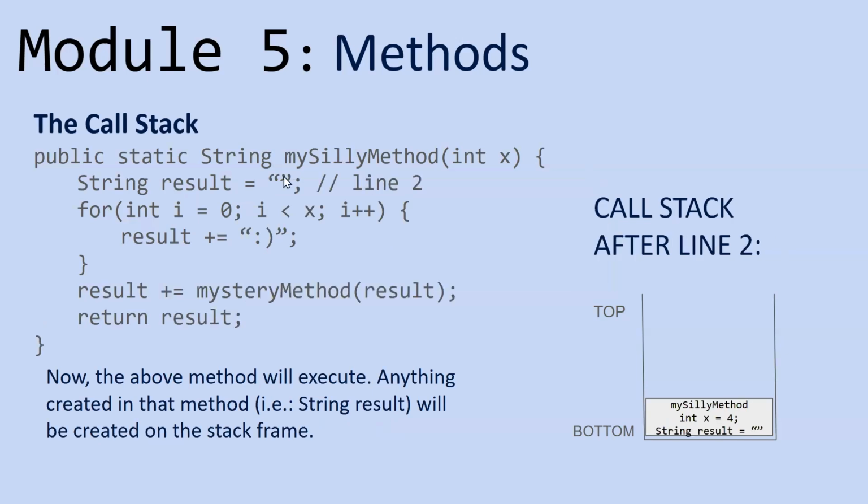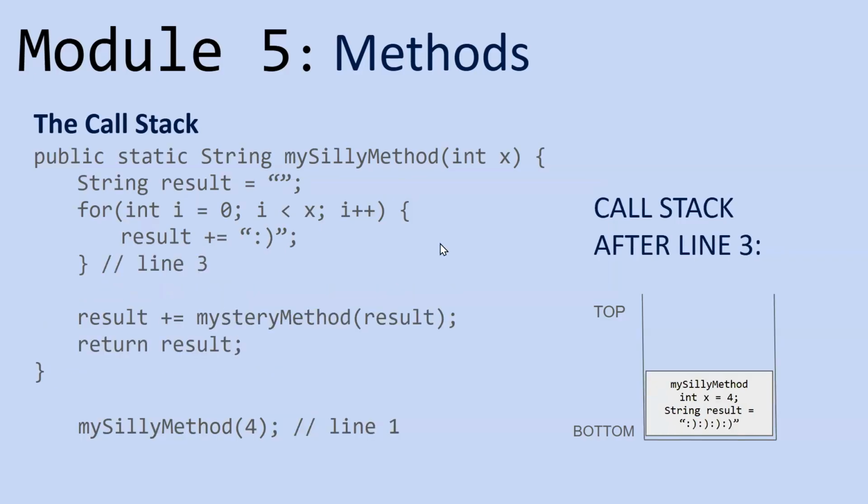So after this is line 2 within mySillyMethod. Once string result is created, like I just said, it's on the stack frame now. And now we can go ahead and go to where it's actually putting all the stuff into that string result. So now we have 4 smiley faces in string result, and that got updated on the stack frame. Makes sense.